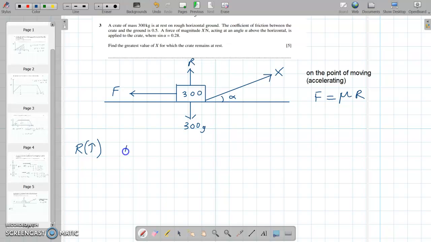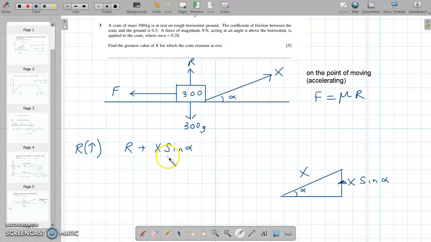We have R. Now we've got X, but we need to resolve it. If you resolve X going down, X has a component going to the right, but it also has a component going up. The component going to the right is X cos alpha, and the component going up is X sine alpha.